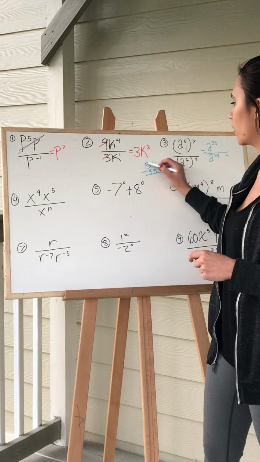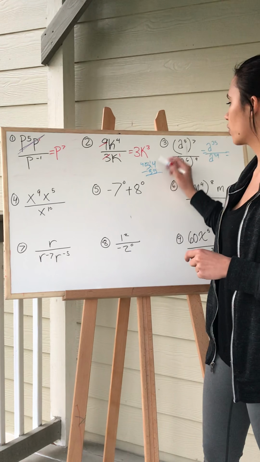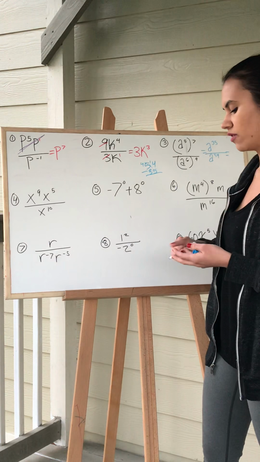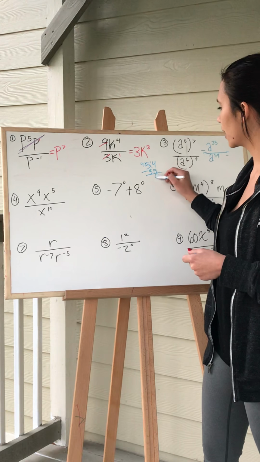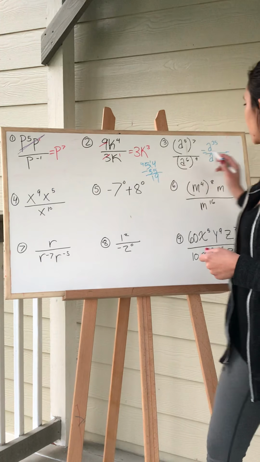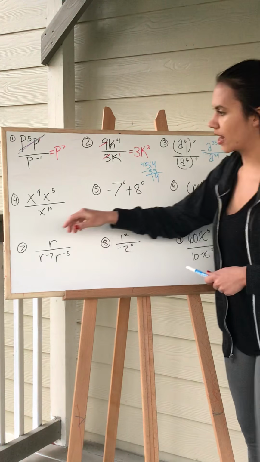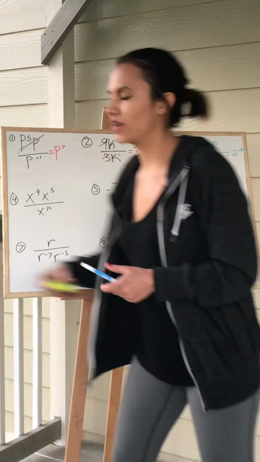Okay, so we have to borrow. We get a 4 here, 14, 13, 12, 11, 10, 9. Okay, we get 9, and then we get 1. So we get a to the negative 19th, because we have to remember it's a negative, even though I wrote it like this, right? Okay, so we have a to the negative 19th.